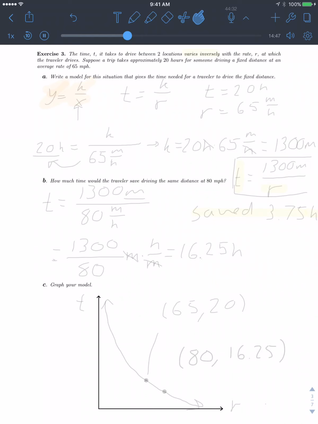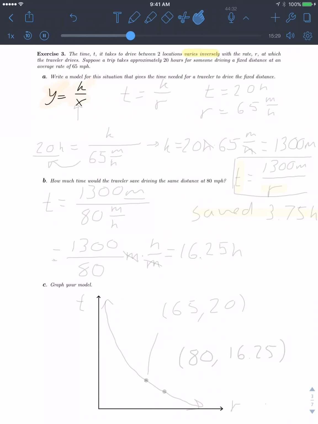We want to write a model for the situation that gives the time needed for a traveler to drive the fixed distance. So what's important here would be first to note that we're dealing with inverse variation. The time varies inversely with the rate. In the notes, you'll see that inverse variation says that y varies inversely with x if we have something like y equals k over x, where k is again the constant of variation.